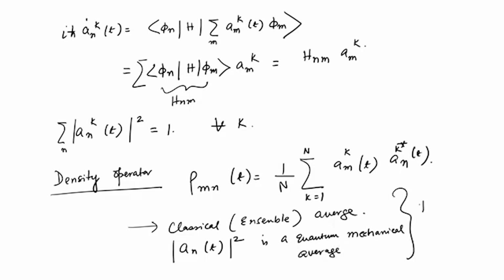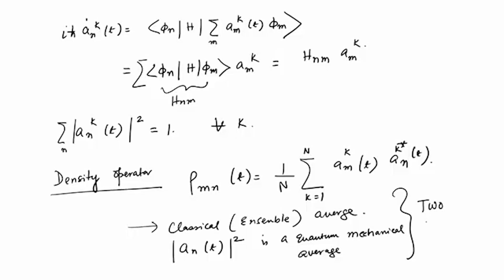So, this tells you that there are two averages involved, one involving the statistical average and the other the quantum average. And a little more on the density operator: it is very clear that the diagonal elements rho nn sum up so that the trace of the density matrix should be equal to 1.